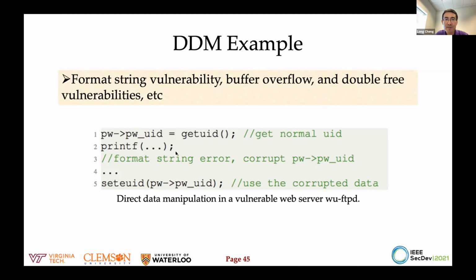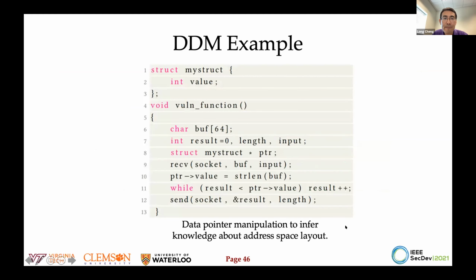By exploiting this format string vulnerability, if the attacker can change the value to 0, it's possible the attacker gets root privilege. So for the next example, we show that a data pointer can be a target of the attacker in a DDM attack. This PTR is a data pointer.